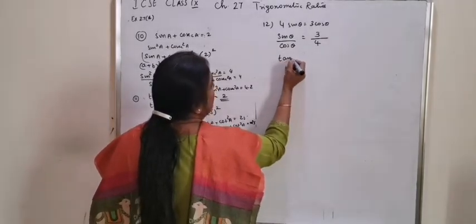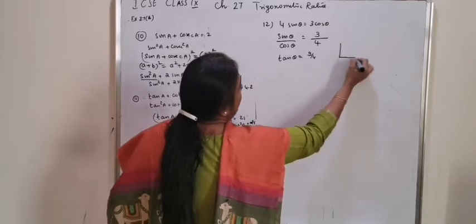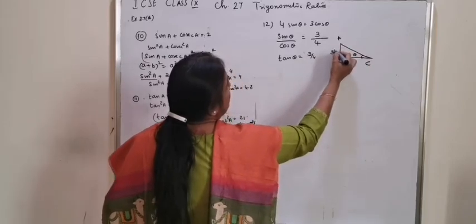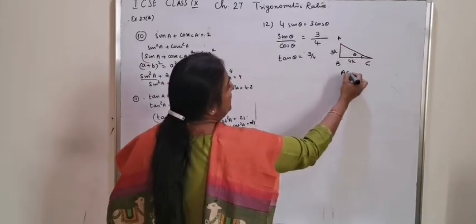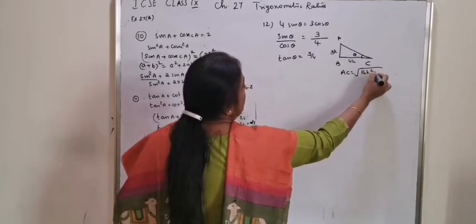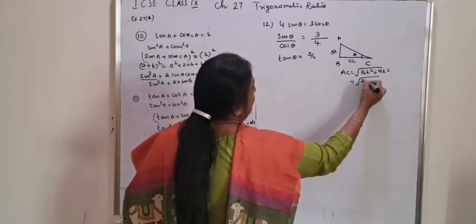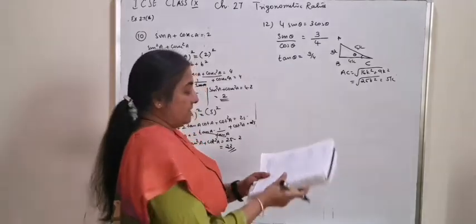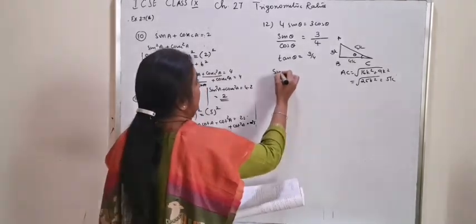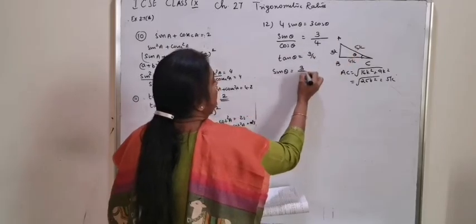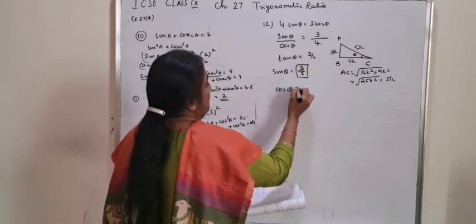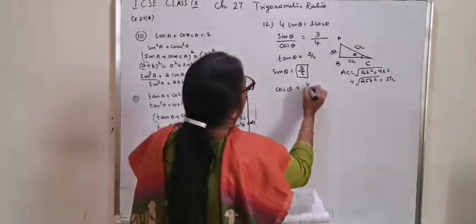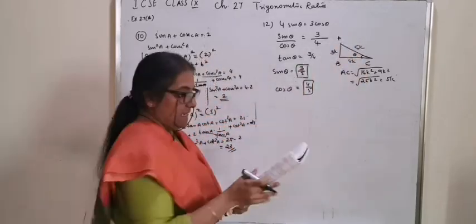That means tan theta is equal to 3 by 4, and you would draw the normal right triangle. Then tan theta is 3k by 4k. You will find out the length of AC as square root of 16k square plus 9k square. Root 25k square is the same as 5k. And now they wanted the values of number 1, sin theta. Sin theta is equal to 3 by 5. The next value, cos theta, is equal to 4 by 5. It is base by hypotenuse.